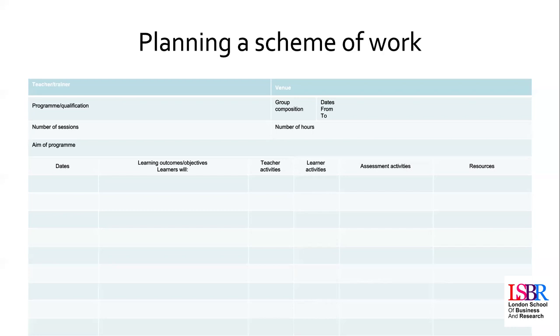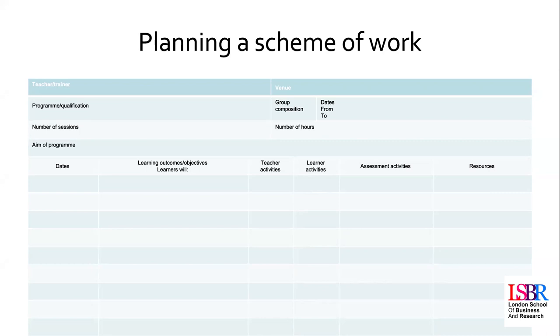So this is an example of planning a scheme of work. As you can see, you have to know the number of sessions and you need to know the aim of the program. So you can put your dates all on the left. And you need to have your learning outcomes or objectives very clearly set out for each lesson. During each lesson, I would suggest a maximum of 3 learning objectives or outcomes, depending on the age group. But you don't want to be overloading learners with lots of learning objectives.